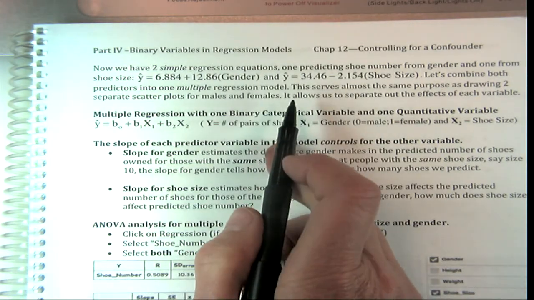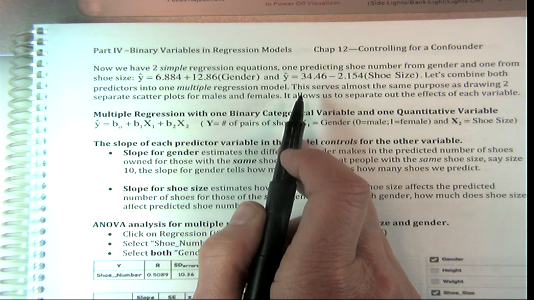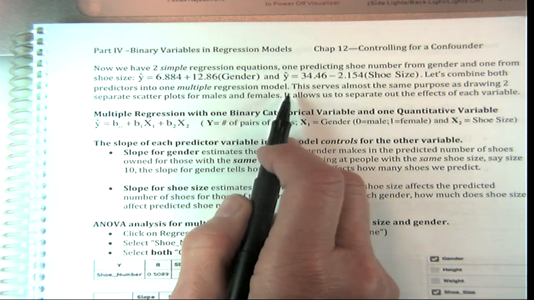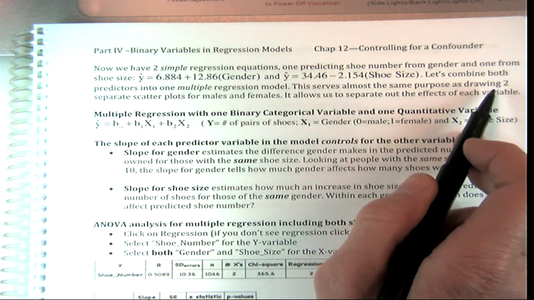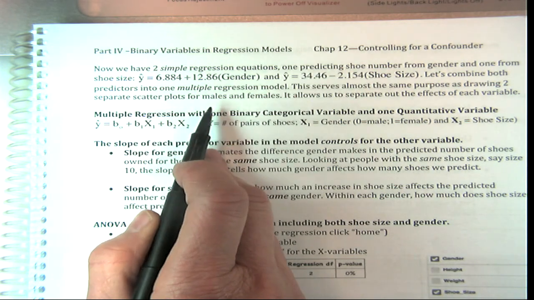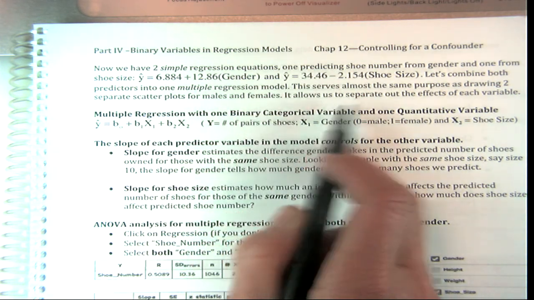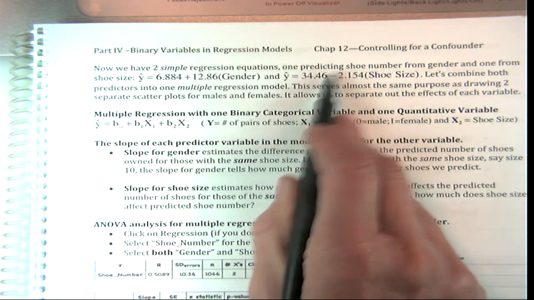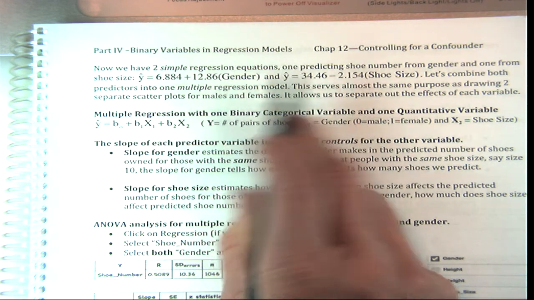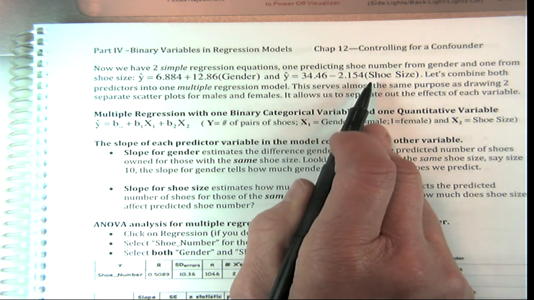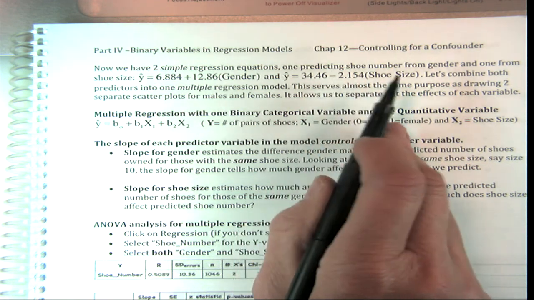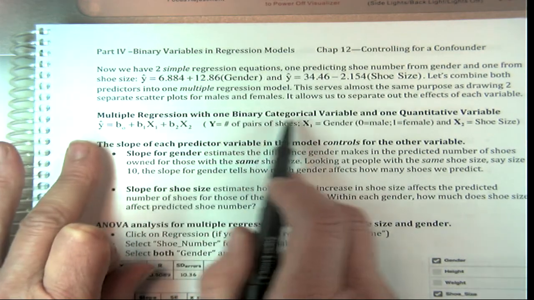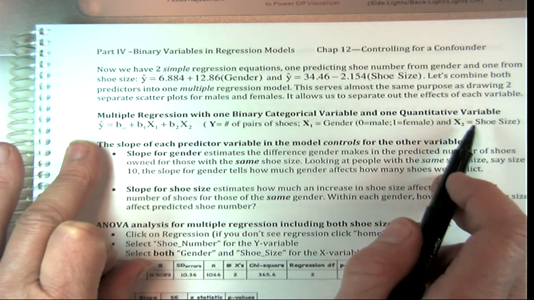Okay, so now what are we going to do? Let's combine them into one multiple regression. And this serves almost the same purpose as drawing 2 separate scatter plots, as stratification, almost. It allows us to separate out how much of the effect we see is really just due to gender, and how much is left, how much is due to shoe size and how much is due to gender.